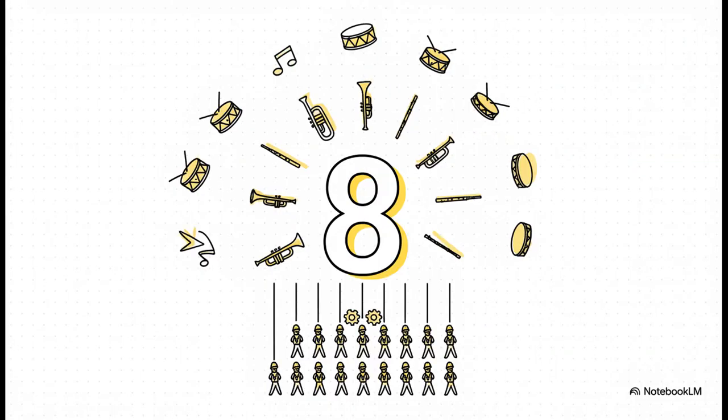And the answer is 8. If you use Euclid's algorithm, you find the HCF of 616 and 32 is 8. And what that means is they can march in a maximum of 8 columns with perfect rows for both the band and the contingent. That's math in action, creating perfect order.